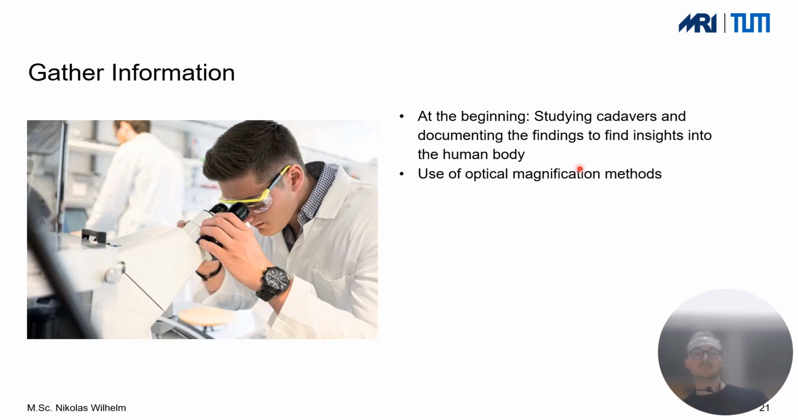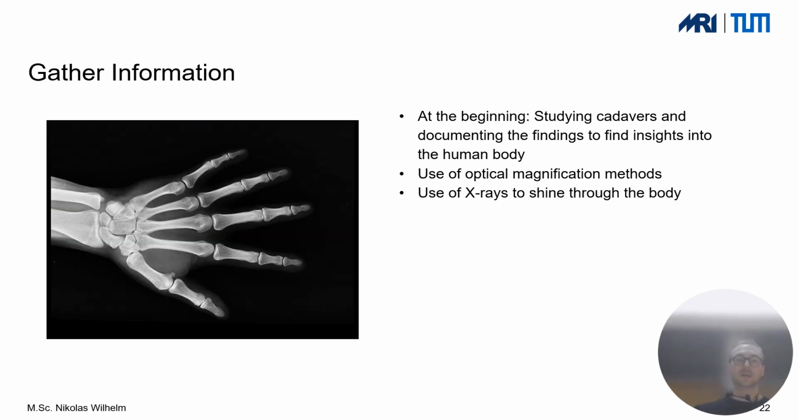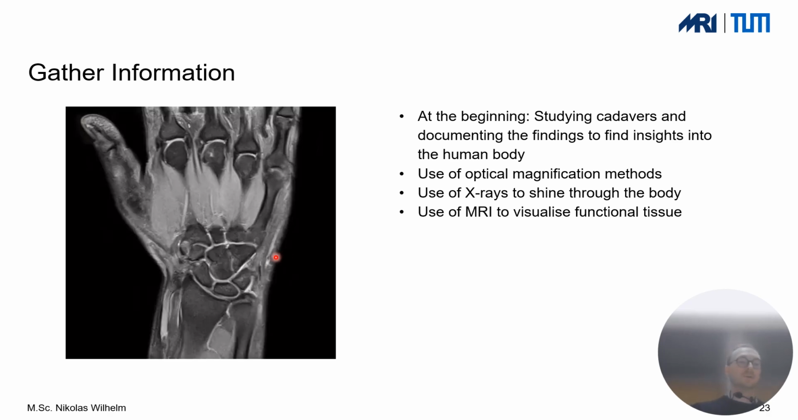Then, of course, something useful might be to use magnification methods. That is dependent on your problem, of course. But if you're working, for example, with cochlear implants or something, you might look at things a bit differently or on a different scale than if you're just working on the human knee. Then you want to gather more information. Something like X-rays will give you a lot of information about the respective bones that are included. Or if you use an MRI, you get more information about the functional tissue, so the tendons and muscles that are included in your respective human body system that you will be looking upon.